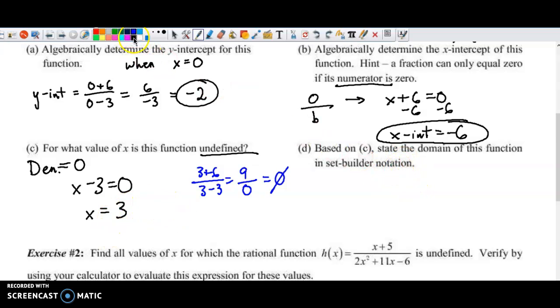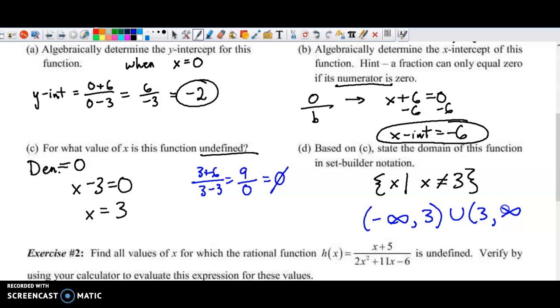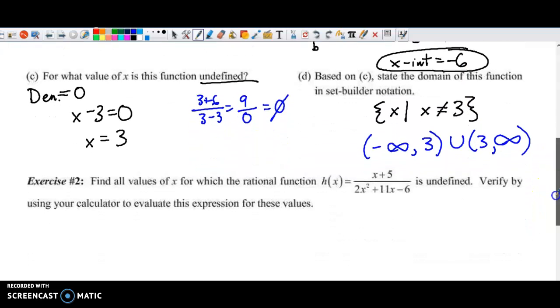And in set builder notation, if you remember that, we write our brace notation x with a bar saying that x cannot equal 3. It's the only value that is undefined. If you think back to interval notation, I might have written it this way, from negative infinity to 3, not including 3, and then from 3 to infinity. So be ready for both notations, interval and something else.